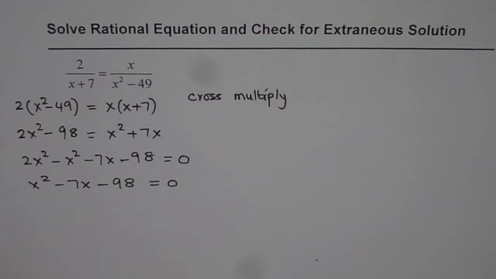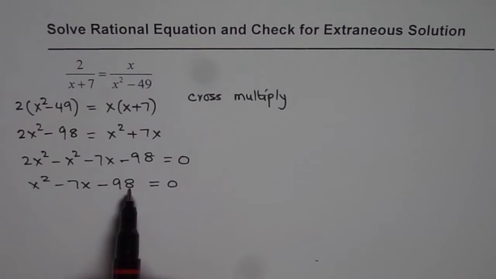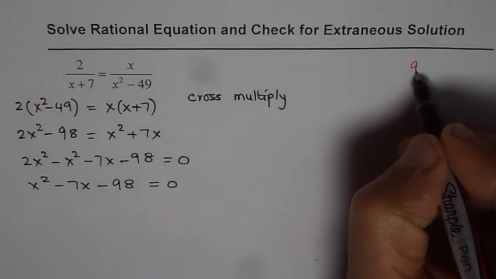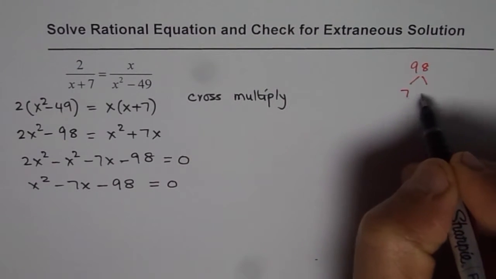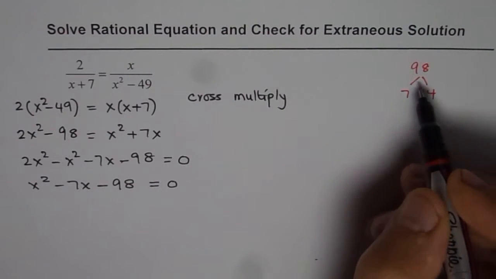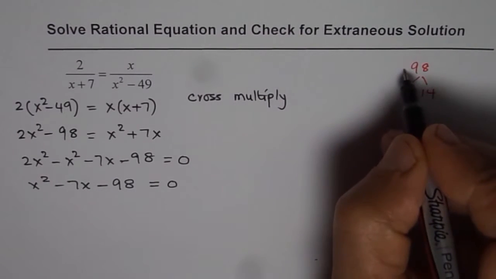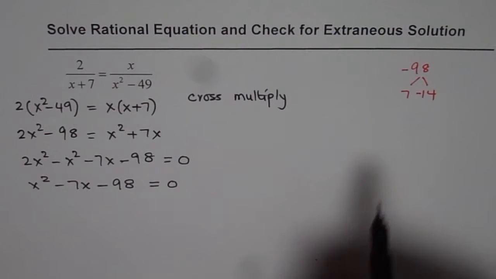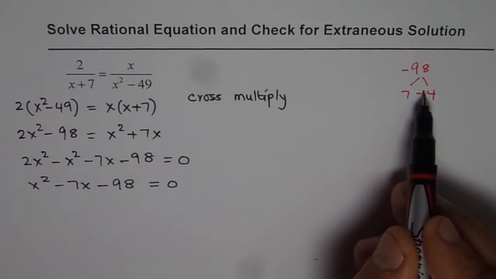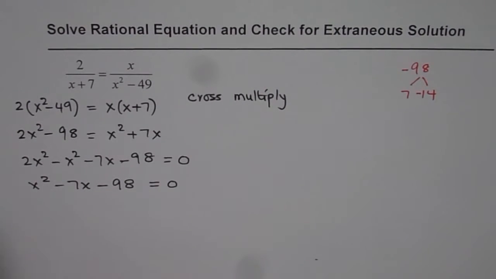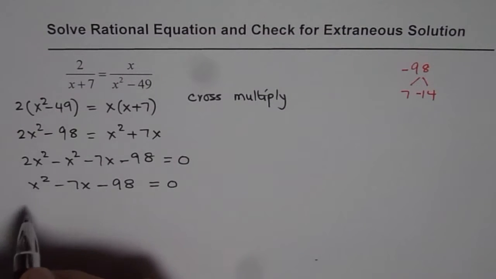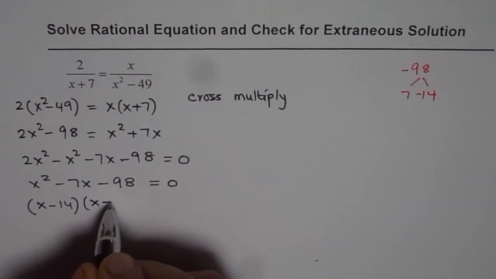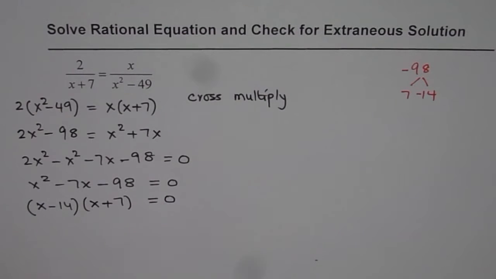So let me do it on the side. 7 times 14 is 98. So when you multiply them, you get 98. We actually need minus 98 and the sum should be minus 7. So the bigger number should be negative. These two numbers when multiplied will give us minus 98, and when added will give us minus 7. So we can factor this as x minus 14 times x plus 7 equals 0.